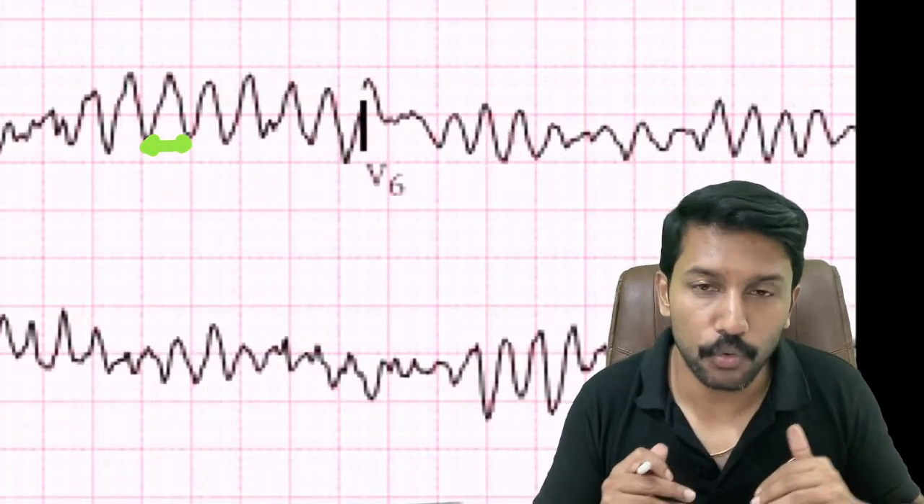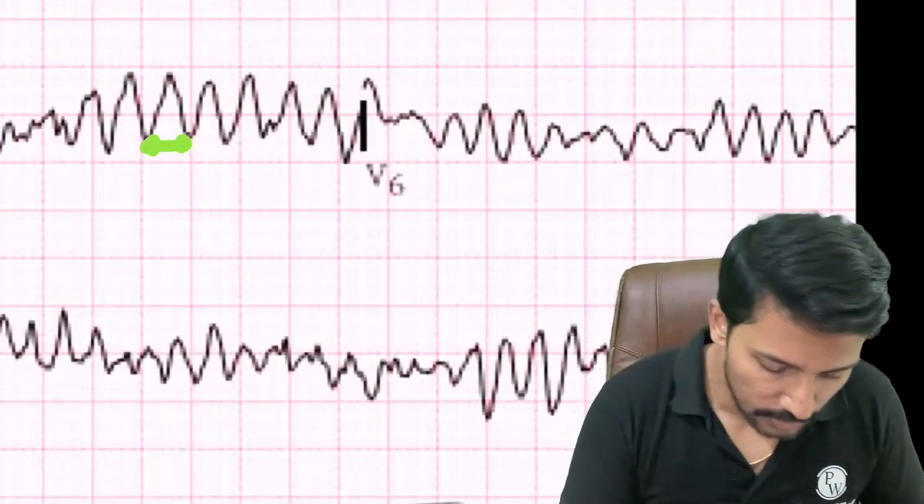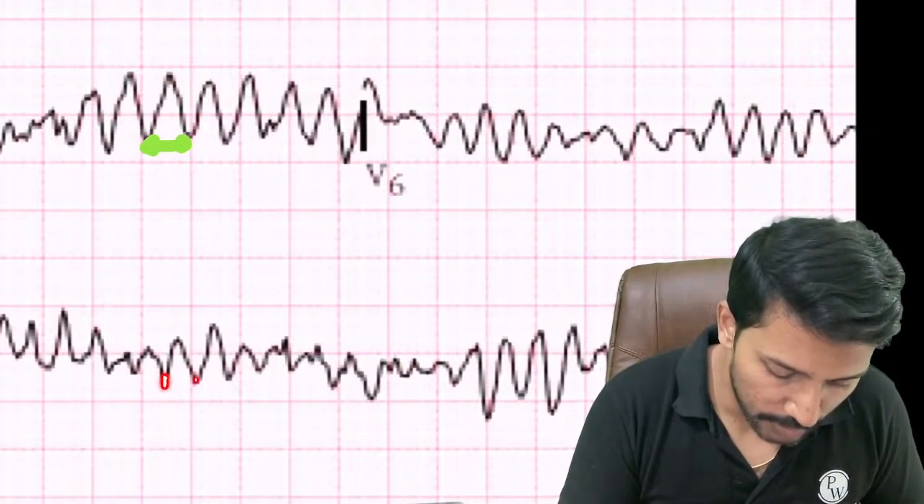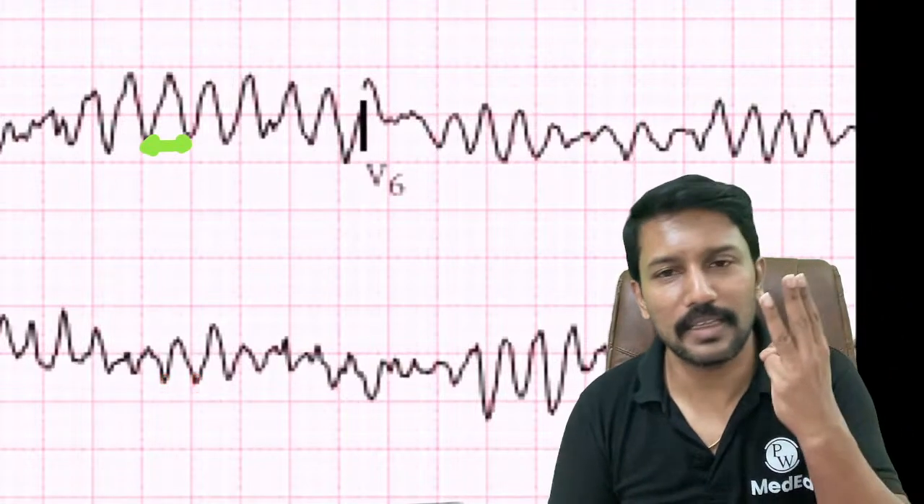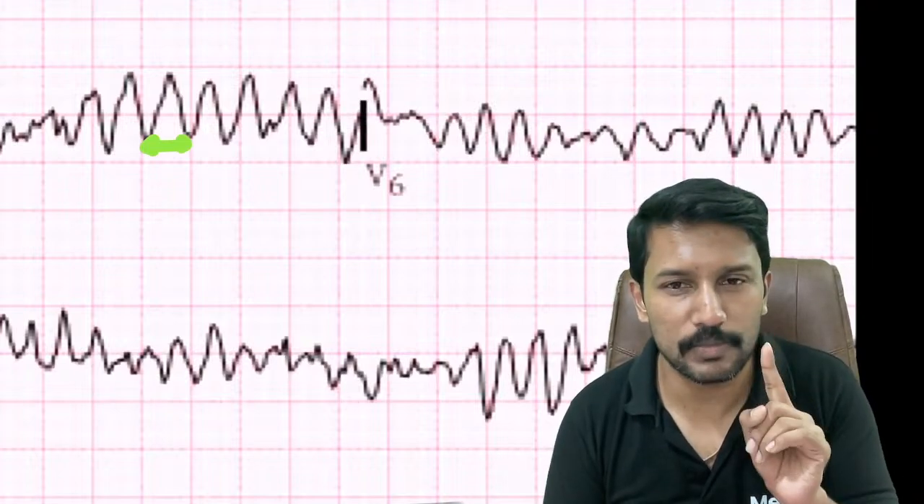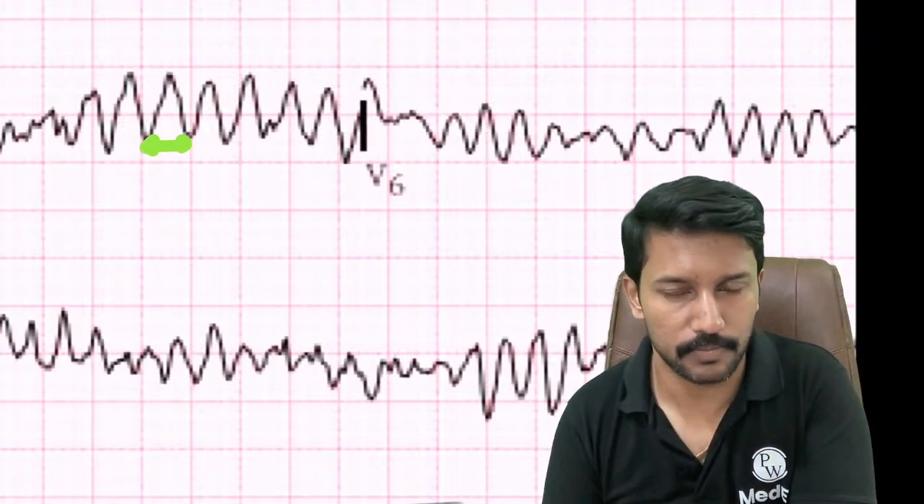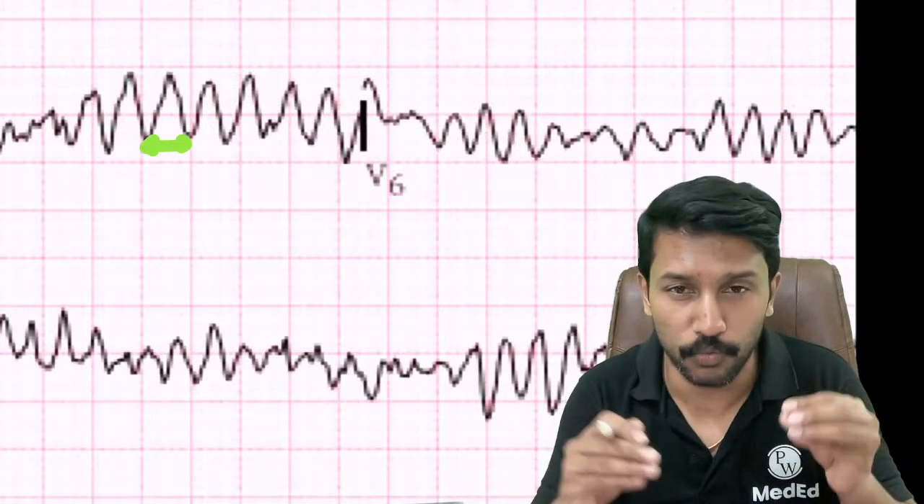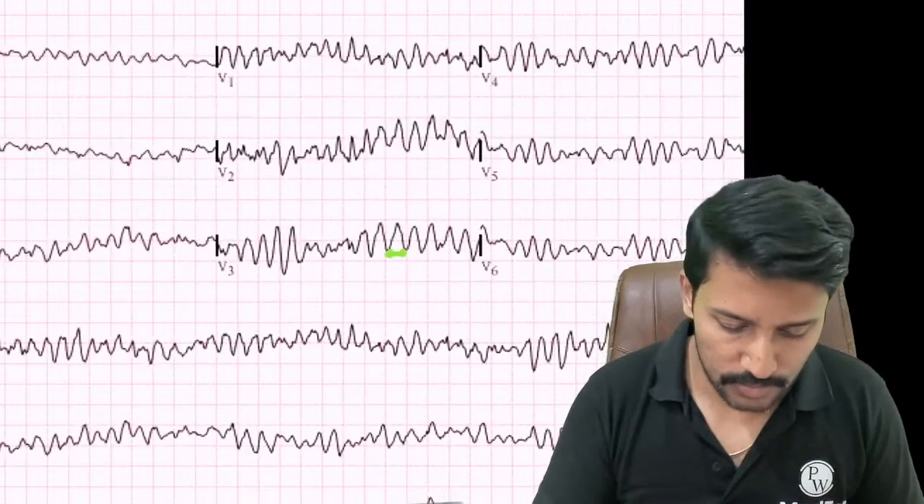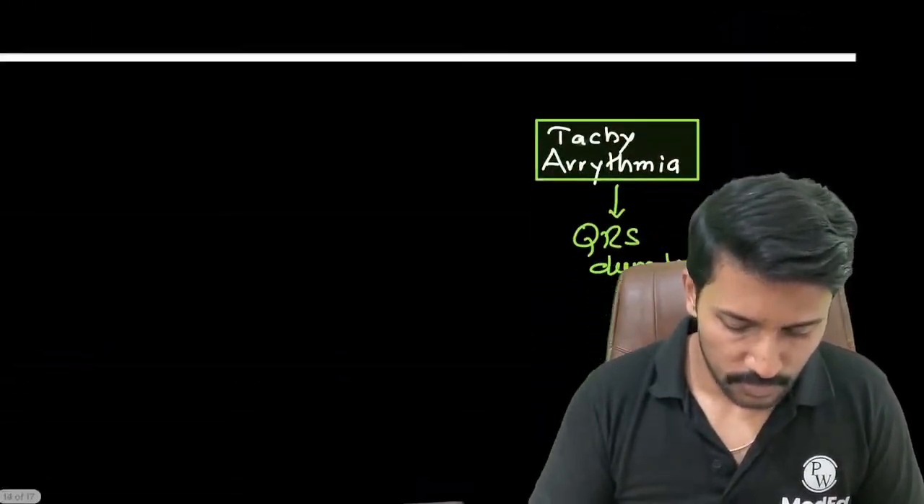In the examination hall, you don't need to calculate. All you need to do is see whether from the beginning of the Q to the end of the QRS it is taking 3 small squares or more, because we know that 1 small square is equal to 40 milliseconds. So if it is more than 3 small squares, done. Don't need to specifically calculate. So this has more than 3 small squares.